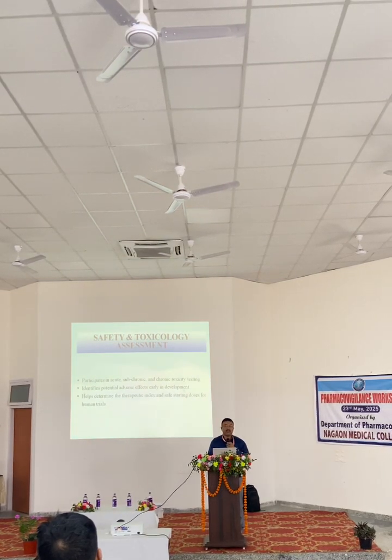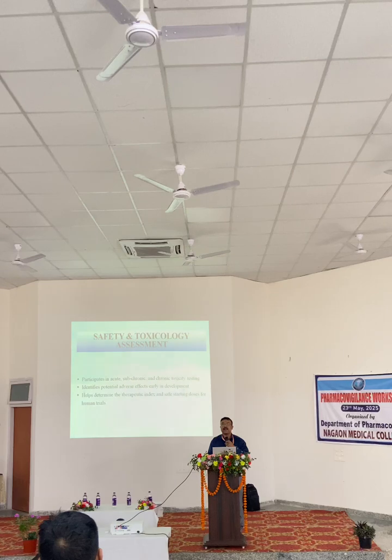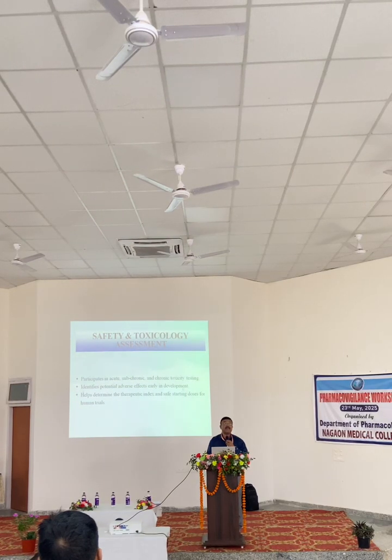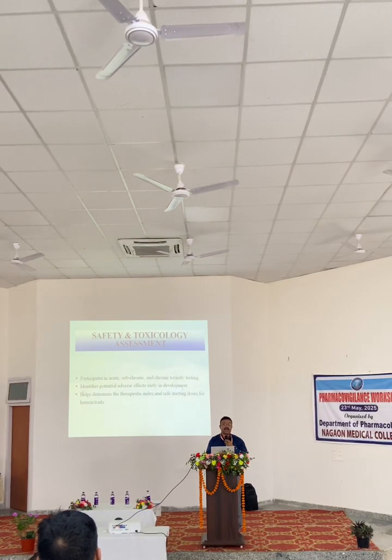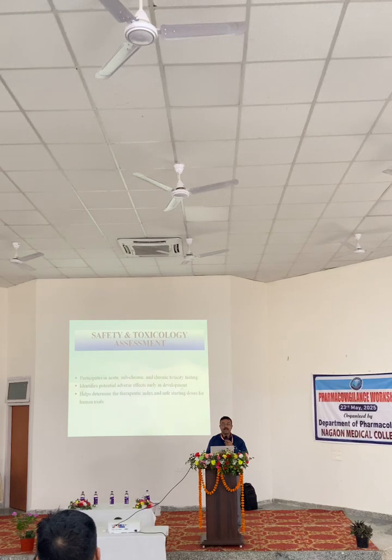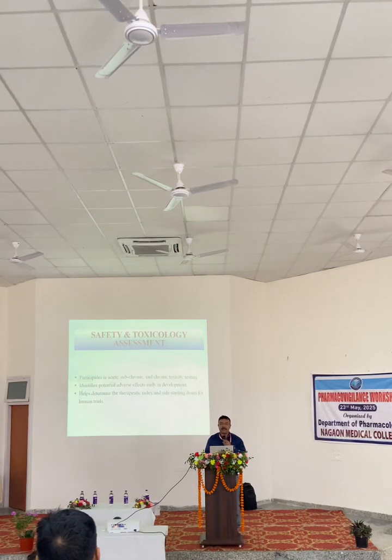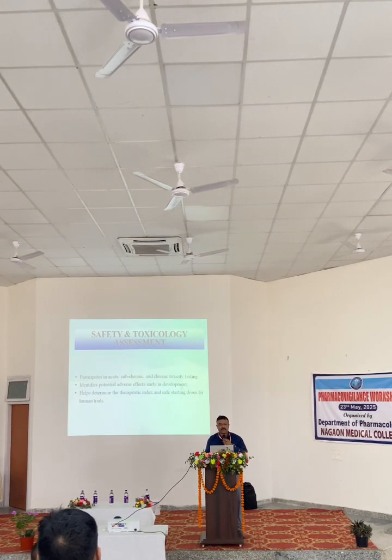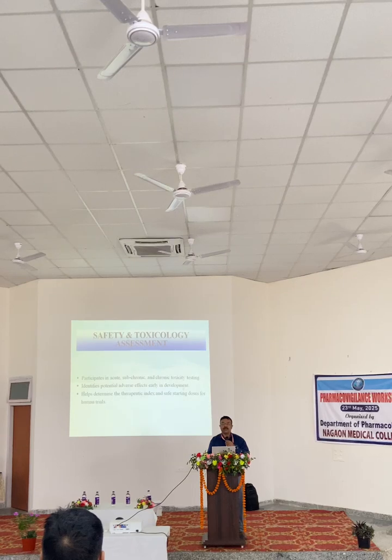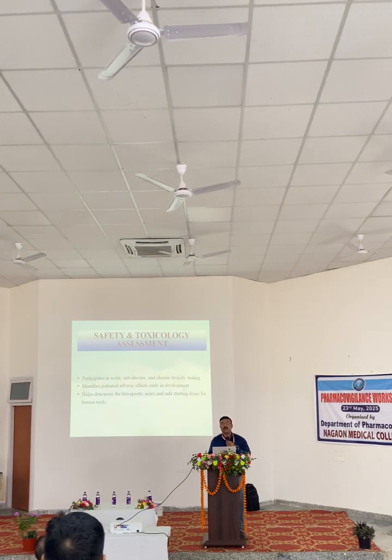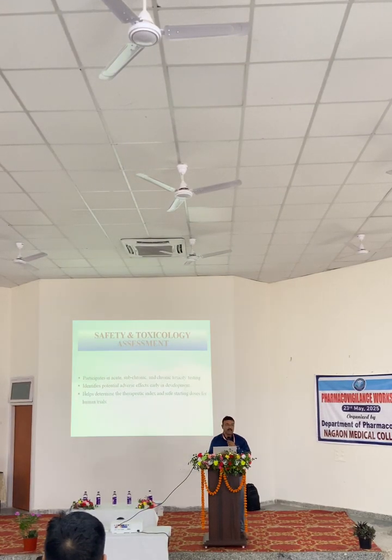I hope all of you know what the therapeutic index is. Therapeutic index is the safety margin of a drug. It is LD50 by ED50, median lethal dose by median effective dose. And these are all statistical calculations. You need to know that for a drug to be acceptable, the therapeutic index should be more than 1.